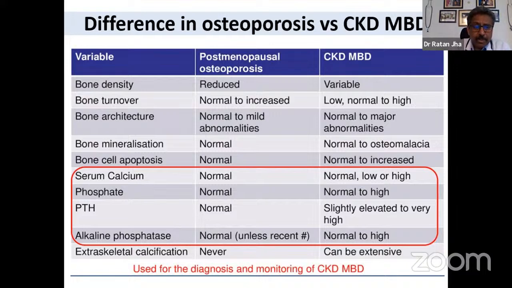Extraskeletal calcification, that is vascular calcification, is usually not seen in postmenopausal osteoporosis, but can be extensive in CKD-MBD, and which could be an interfering factor in DEXA scan. So when we are trying to talk about bone health in CKD-MBD, we need to first of all exclude the CKD-MBD related osteodystrophy before we talk about osteoporosis.